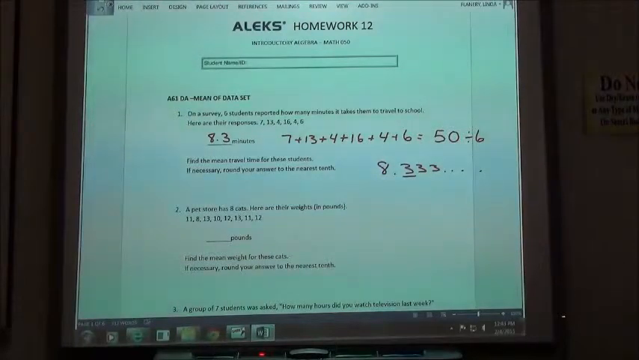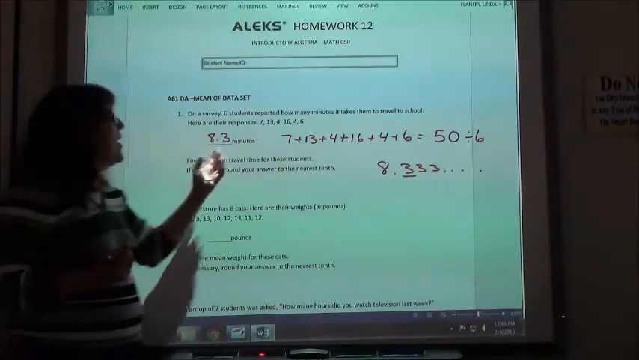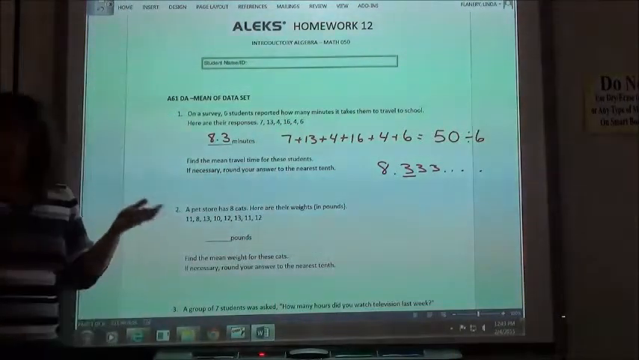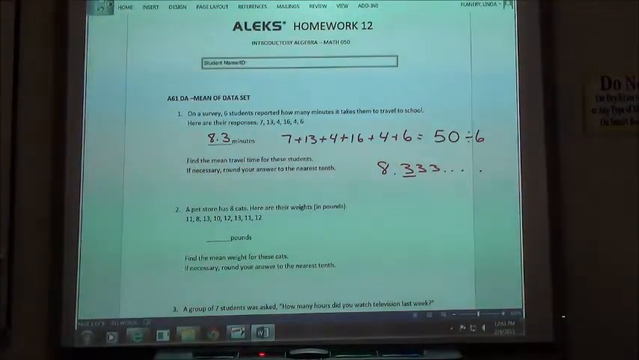So when you find the mean, when you get your answer, you want to look: is 8.3 somewhere in the middle of that list? Yeah, it's somewhere in the middle of that list. If I would have got 80, I would know I did something wrong, because 80 is way bigger than all the rest of my numbers, right? And the average should be somewhere in the middle of your list.